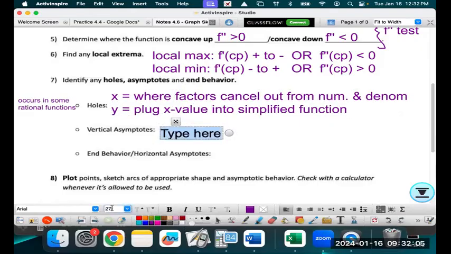27 font, I'm going to use 27 size font. There we go.